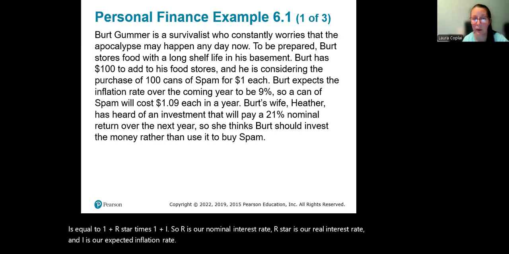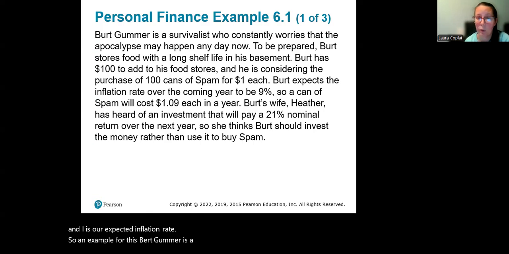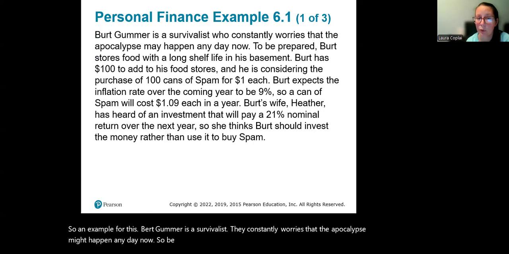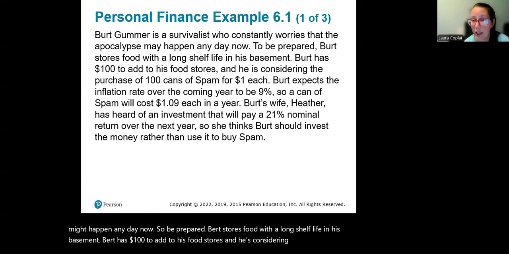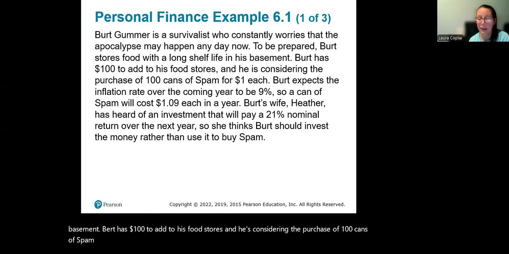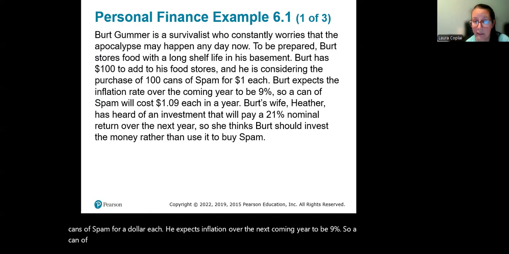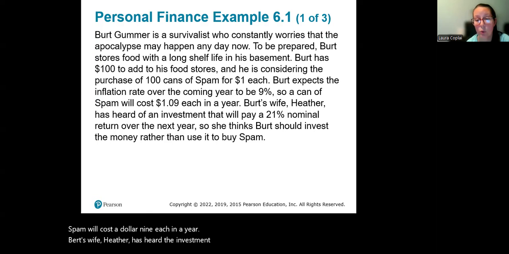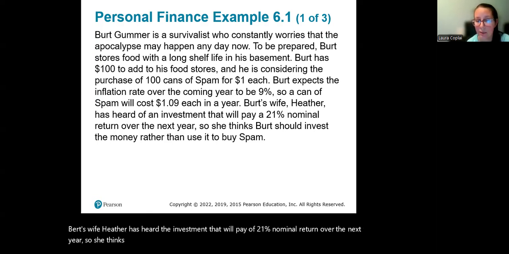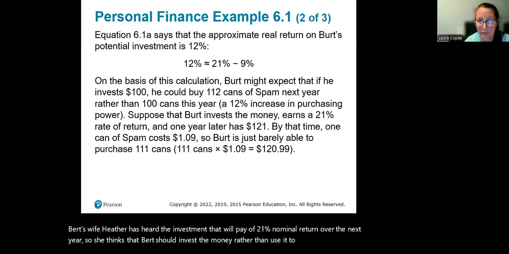So an example for this: Bert Gummer is a survivalist who constantly worries that the apocalypse might happen any day now. So to be prepared, Bert stores food with a long shelf life in his basement. Bert has $100 to add to his food stores, and he's considering the purchase of 100 cans of Spam for $1 each. He expects inflation over the coming year to be 9%, so a can of Spam will cost $1.09 each in a year. Bert's wife, Heather, has heard of an investment that will pay a 21% nominal return over the next year. So she thinks that Bert should invest the money rather than use it to buy Spam.